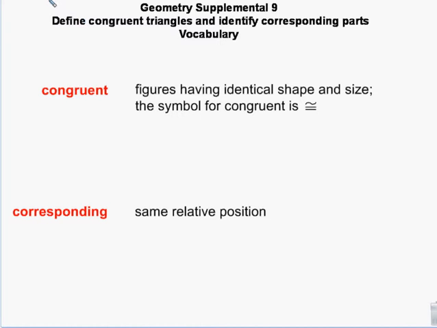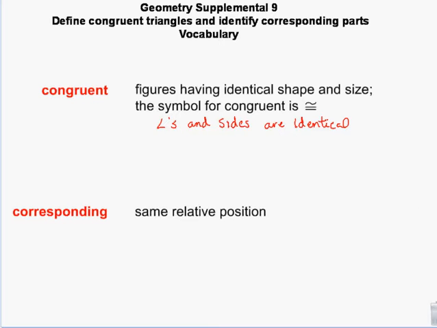First, congruent: figures having identical shape and size. Now, if we're talking about congruency in a set of triangles, angles and side lengths are identical. Okay, that's how you have a congruent set of triangles. You have three sides that are all the same length, and the angles are all the same measure.